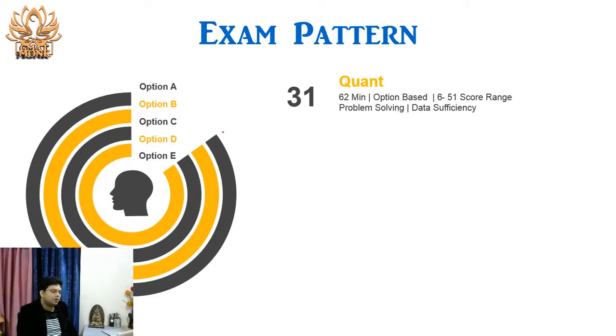The GMAT exam would be an objective exam. This would not be a subjective exam except for your AWA, where you have to write an essay. Apart from your AWA, each and every question would be option based. That is, you would be given 5 options, A, B, C, D, and E, and then you have to pick one out of those 5 options.